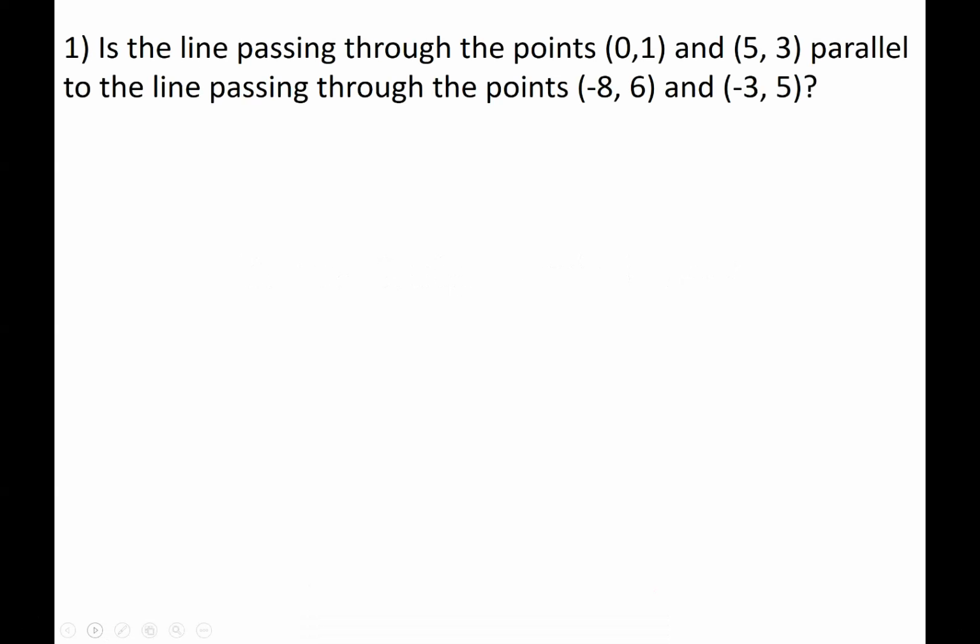Number 1, is the line passing through the points parallel to the line passing through some other points? To figure this out, we need to compare the slopes. So we're going to use the slope formula, y2 minus y1 over x2 minus x1. I'm going to label x1, y1, x2, y2, and then plug them in. Here's what I get: 3 minus 1 over 5 minus 0.